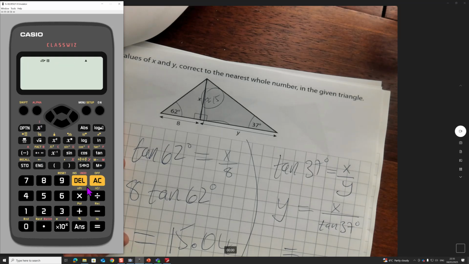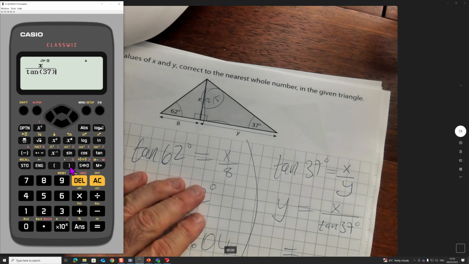Okay, so we go again. Just wanted to show you that. I knew it was going to happen, kind of, because I've seen it before. So tan of x over tan of 37. You don't normally have to close out the function argument bracket, but you do here. So it's the tan of 37, and we'll close the bracket.